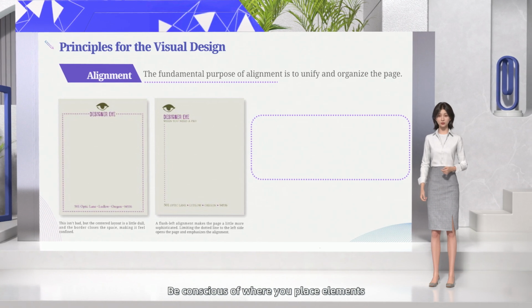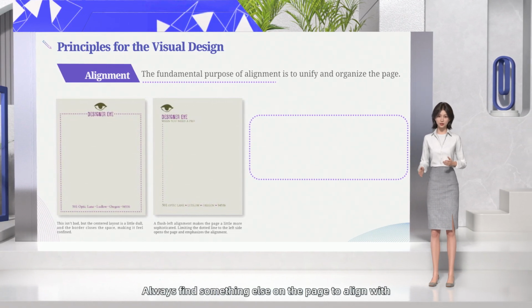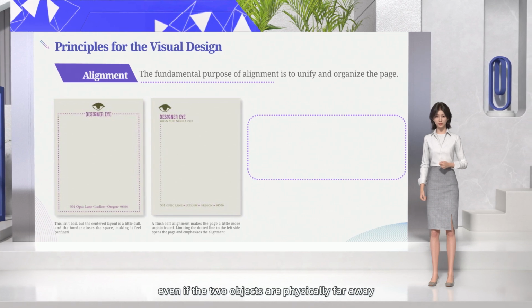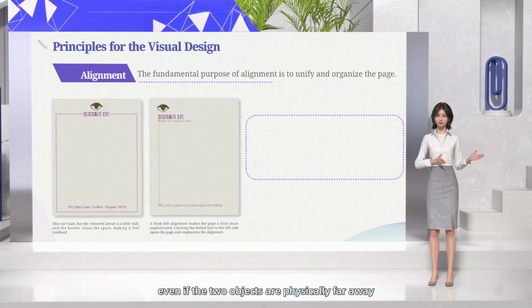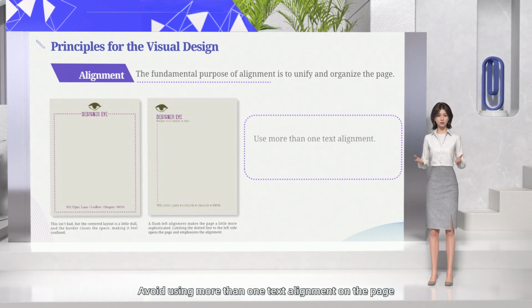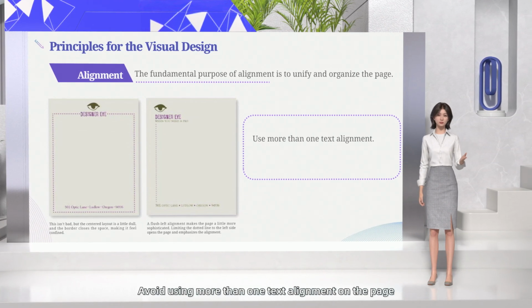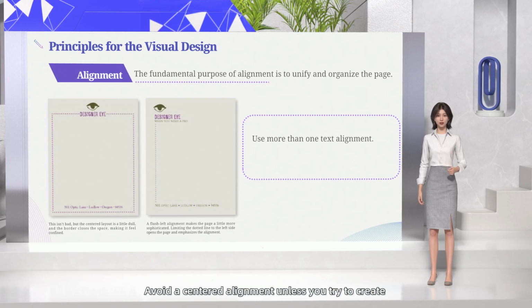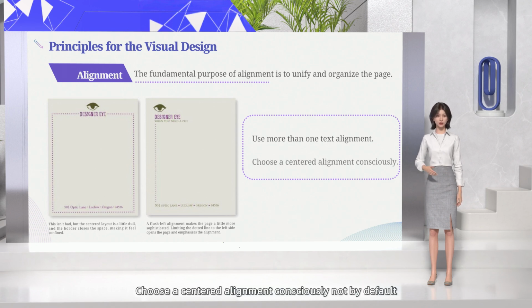Be conscious of where you place elements. Always find something else on the page to align with, even if the two objects are physically far away. Avoid using more than one text alignment on the page. Avoid a centered alignment unless you try to create a more formal, consciously sedate presentation. Choose a centered alignment consciously, not by default.